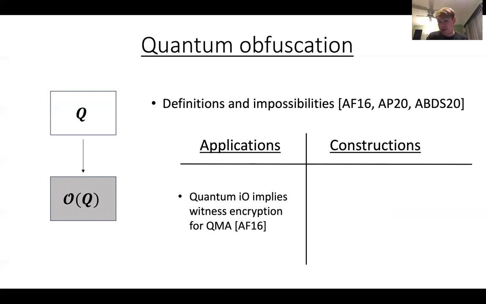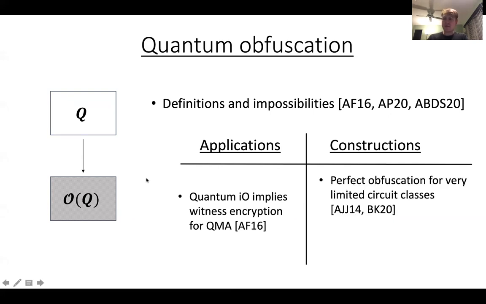In terms of applications, quantum indistinguishability obfuscation is known to imply a primitive called witness encryption for QMA, and I will define this later in the talk. In terms of constructions, a few works have studied this. A couple of works have looked at how to perfectly obfuscate certain very limited classes of quantum functionalities. Perfect obfuscation means that the obfuscated programs are perfectly indistinguishable from each other.